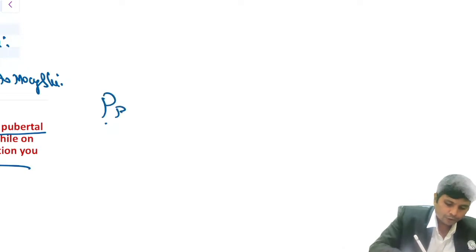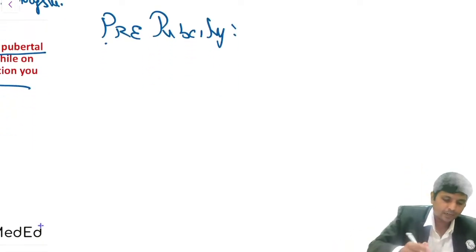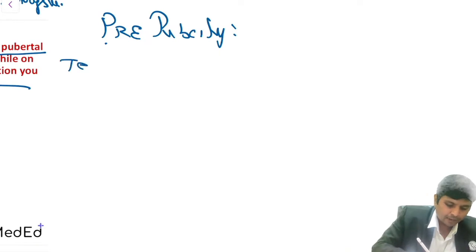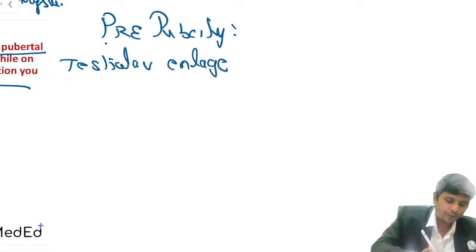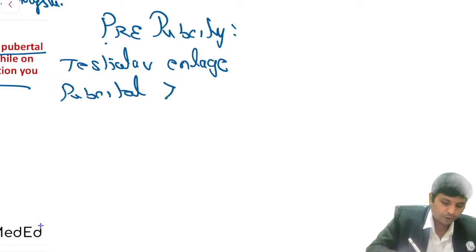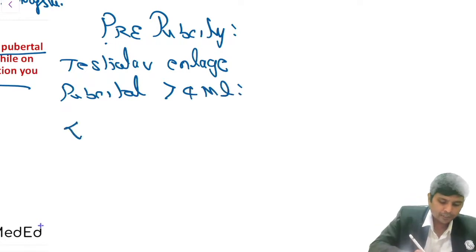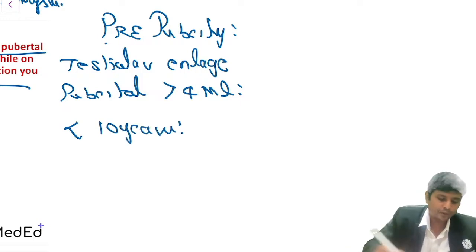What is precocious puberty? The first common sign of puberty is testicular enlargement. What is called pubertal testicular enlargement? It is more than 4 ml. If you have more than 4 ml of testis, less than 10 years, it is called precocious puberty.